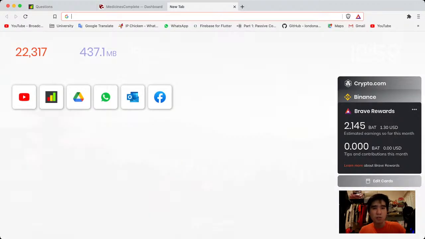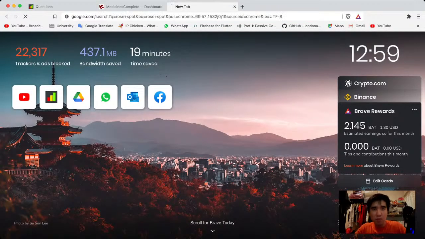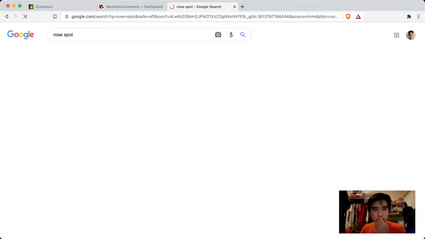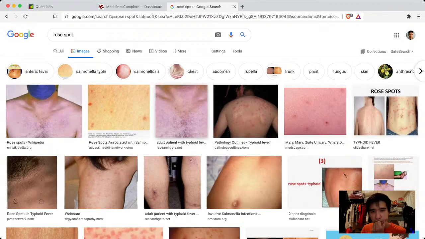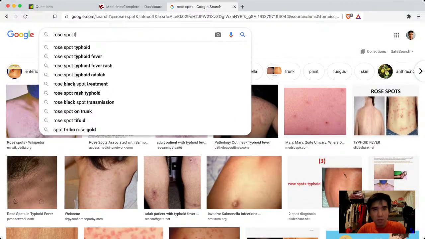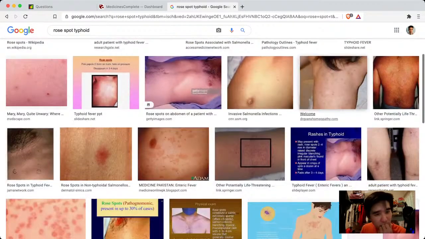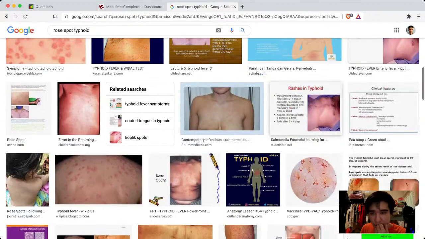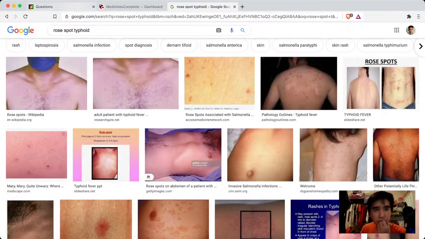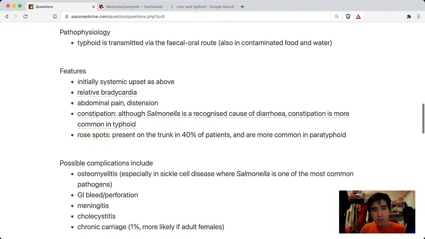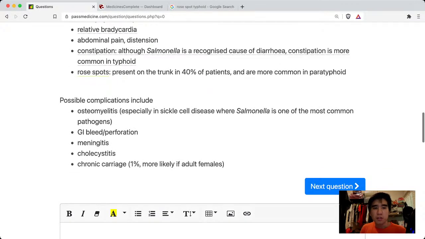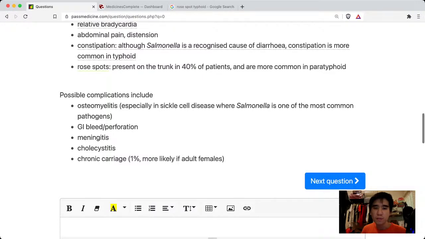Let's see some pictures of rose spots. Okay, so these are rose spots. That's how it looks. Possible complications include osteomyelitis, especially in sickle cell disease where Salmonella is one of the most common pathogens.